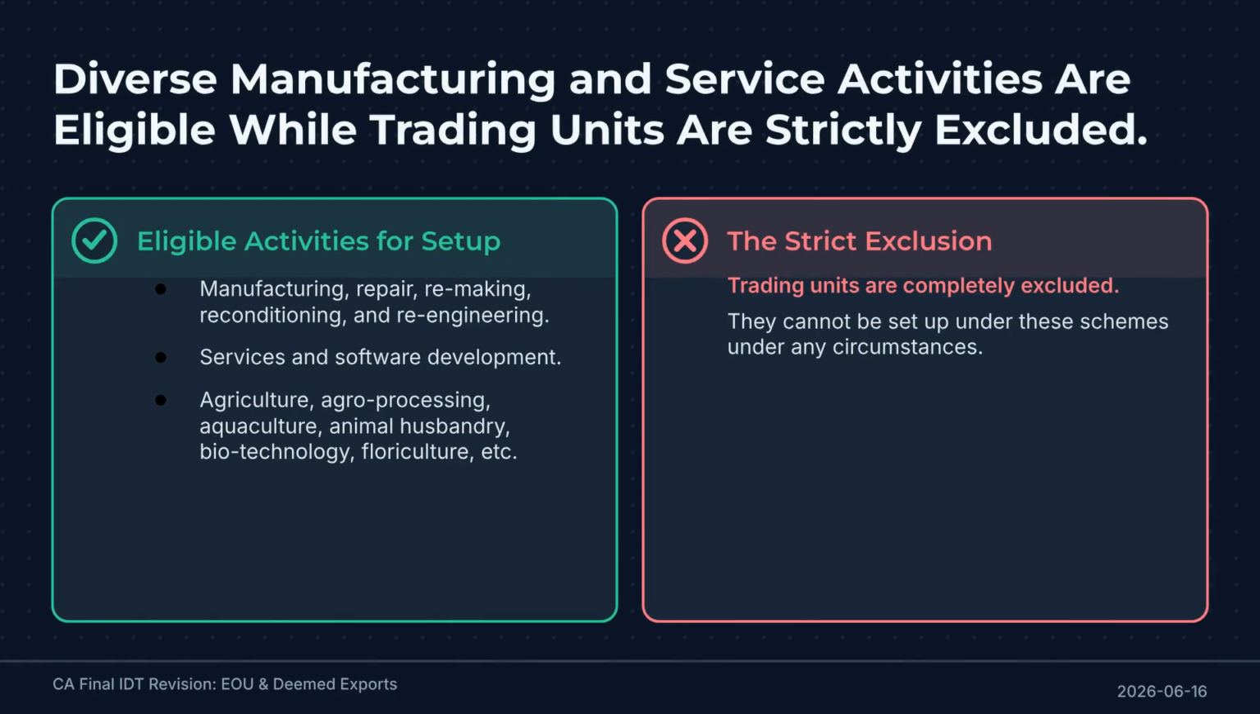These schemes are available to a wide range of productive activities. Manufacturing, repair, reconditioning, re-engineering, software development, and service activities are all eligible. Even sectors like agriculture, aquaculture, floriculture, animal husbandry, and biotechnology can establish such units. However, there is one strict prohibition that students must remember. Trading units are completely excluded from these schemes. The government wants these units to create value through production or services, rather than merely buying and selling goods. In exam questions, whenever you see a pure trading activity, it should immediately raise a red flag regarding eligibility.